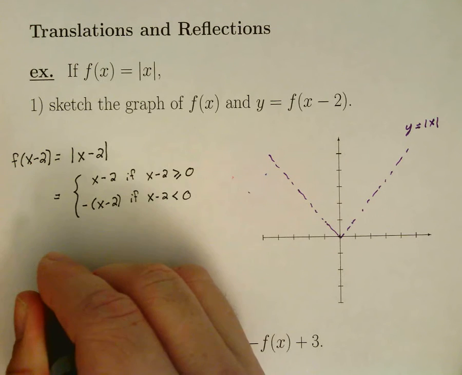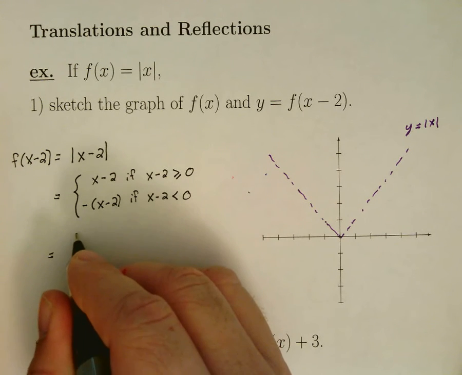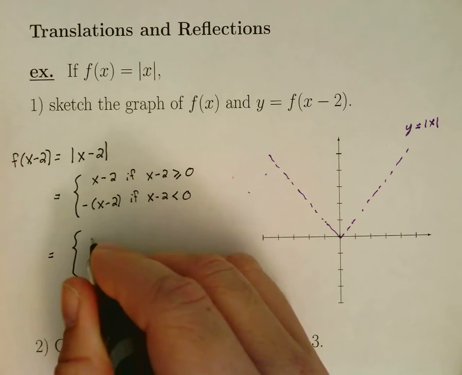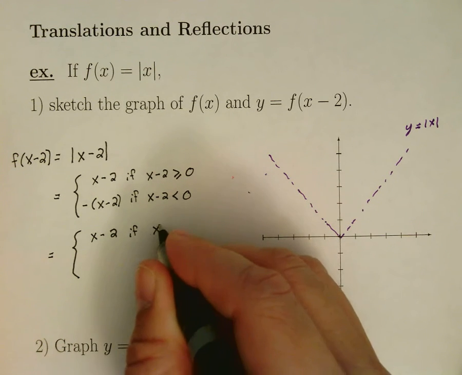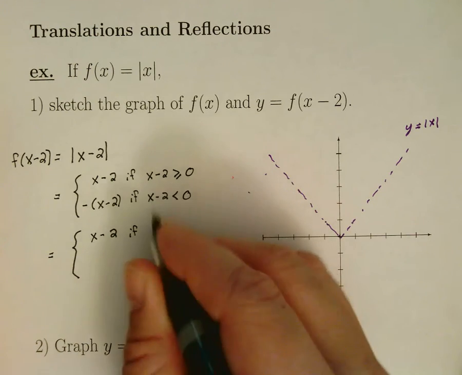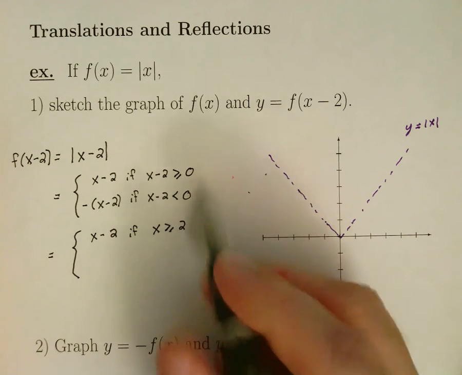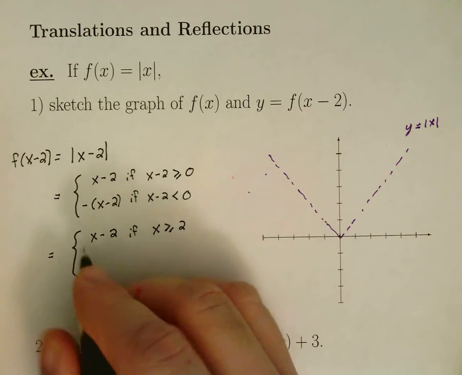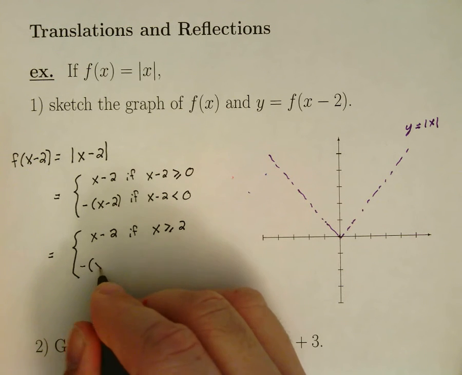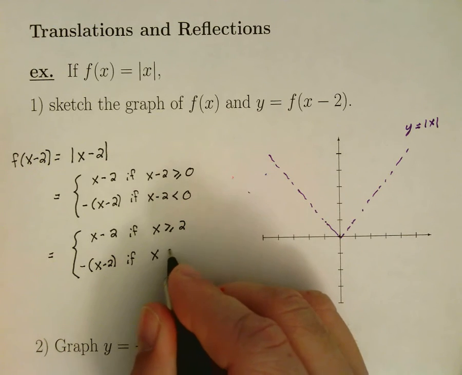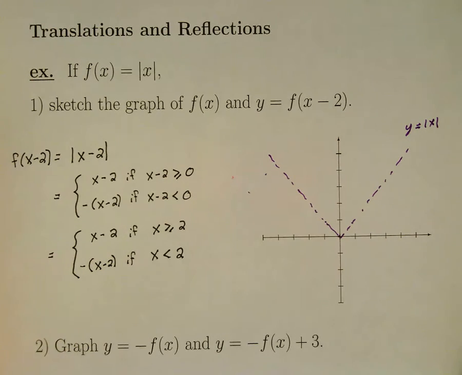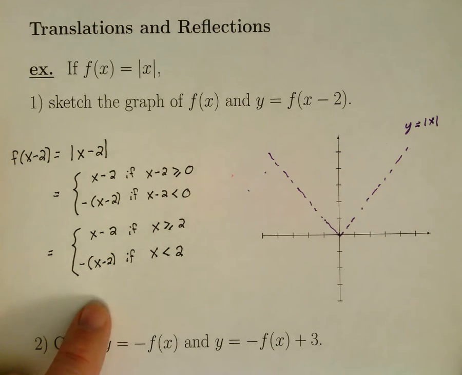Now let me just rewrite this a different way. That's going to turn into x minus 2 if x is greater than or equal to 2. Bring the 2 to the other side. And negative x minus 2 if x is less than 2. Now what that really does is just shift the graph to the right 2 units.